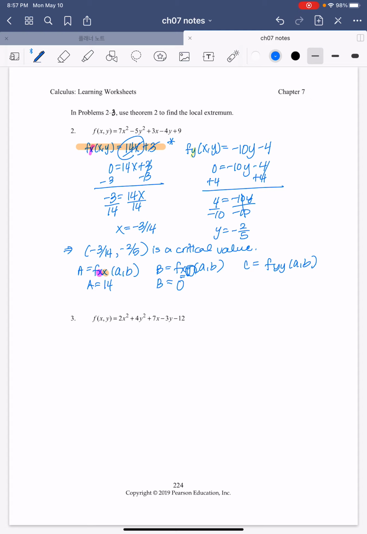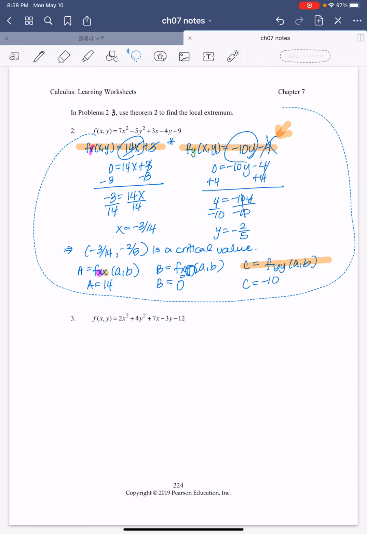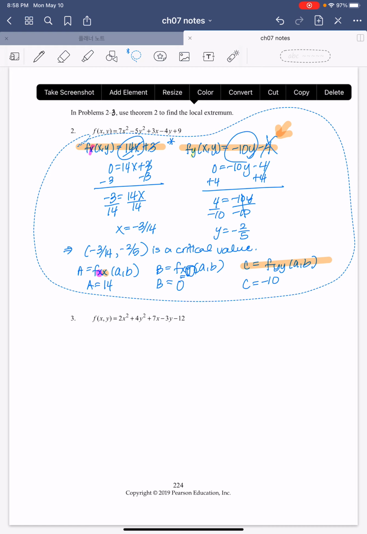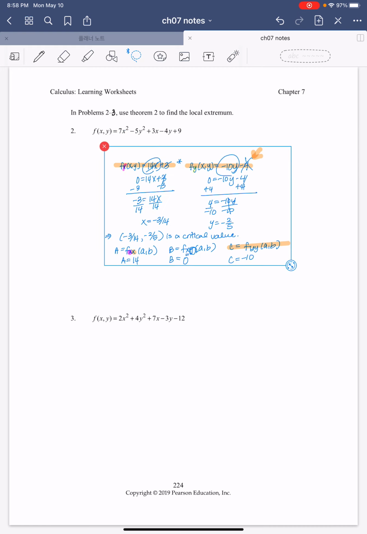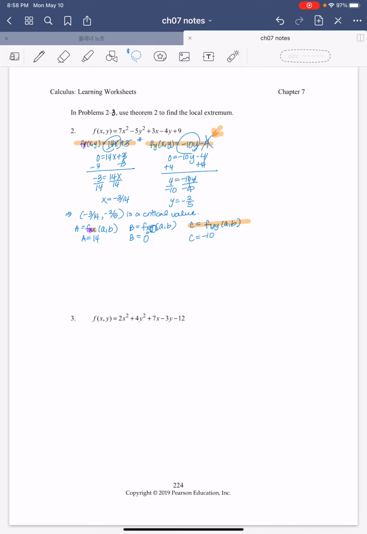Now for C, I'm going to be using f of yy, this function here. So I'm going to take the derivative with respect to y again. So y is our variable. So this one disappears. So C ends up being just a constant, negative 10. So let's plug it in. I'm going to make this smaller so we have a space. So let's plug it in.